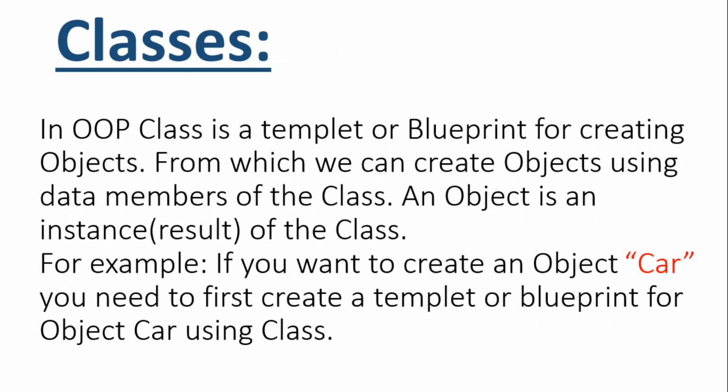Classes. In object-oriented programming, a class is a template or blueprint for creating objects, from which we can create objects using the data members of the class. An object is an instance result of the class. For example, if you want to create an object car, you need to first create a template or blueprint for object car using its class.